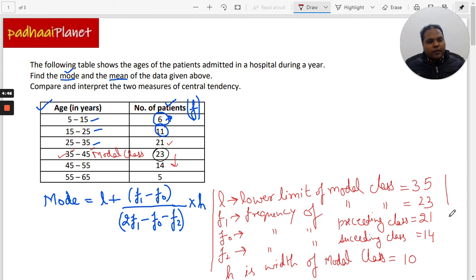So now we have got all of it, and what we need to do is simply put these values in this formula, and we can calculate the value of mode.